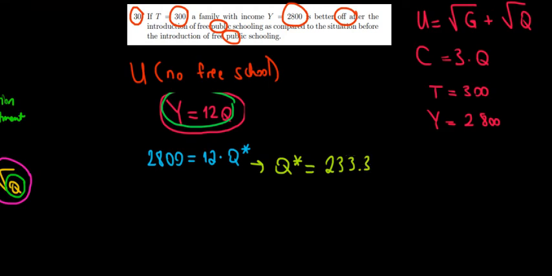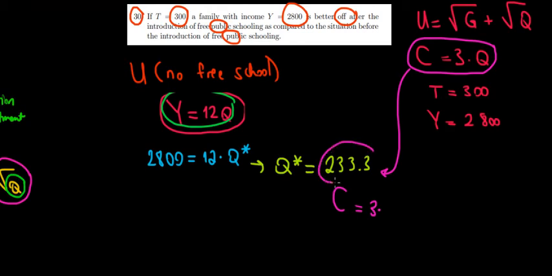Now, what would be the cost of this education? We know that the cost of education is 3 times Q. So the cost of education would be 3 times the quality of 233.3. That would be equal to a cost of 700 euros for education.